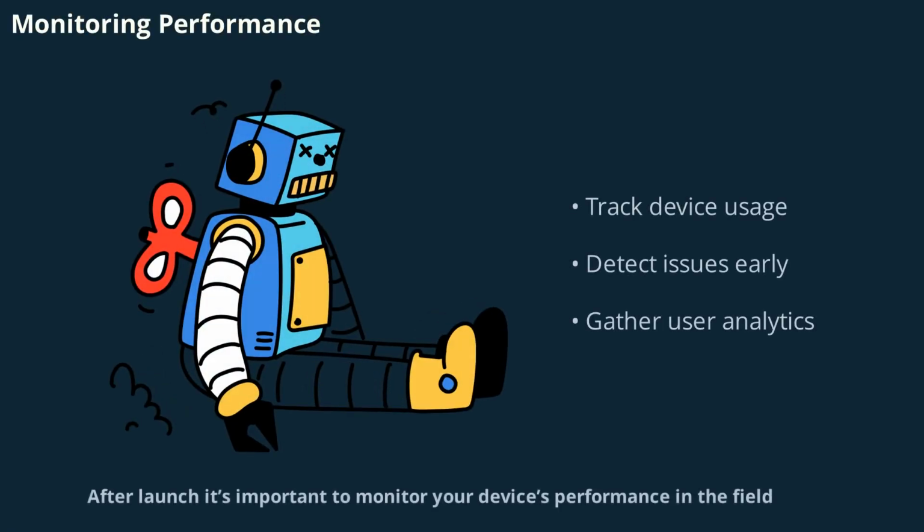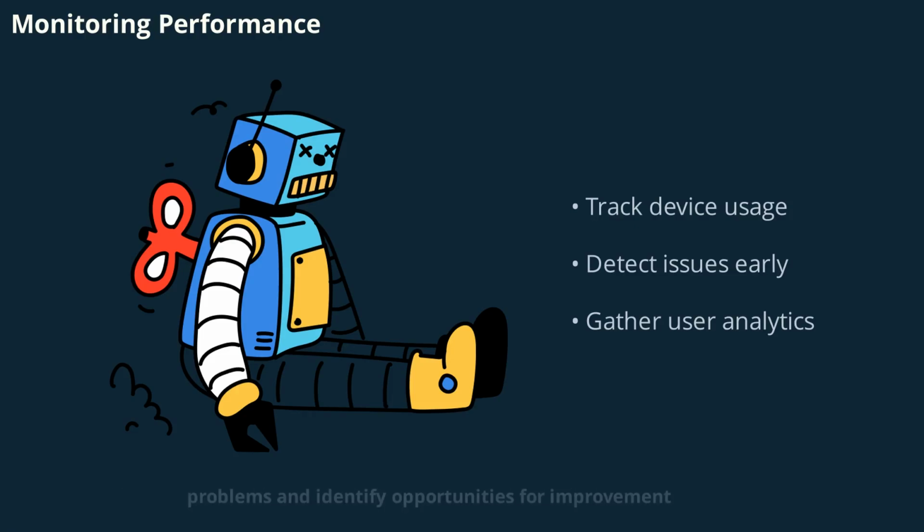After launch, it's important to monitor your device's performance in the field. Use cloud-based tools to track usage, detect issues, and gather analytics. Monitoring helps you respond quickly to problems and identify opportunities for improvement. Stay engaged with your users to ensure your product continues to meet their needs.